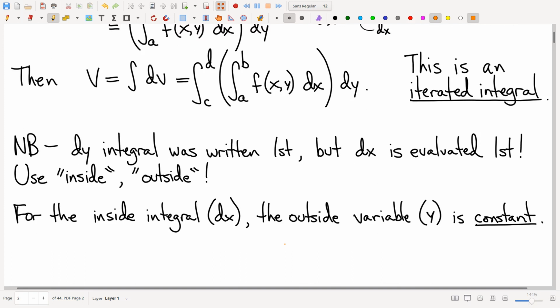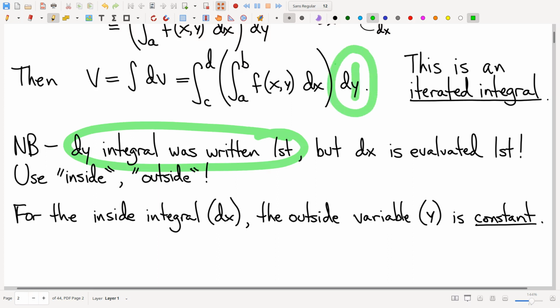There's a temptation to talk about these integrals as being the first and the second. Which one's first, which one's second? As we constructed them, we wrote down the dy integral first, because the very first thing we did in trying to compute our volume was we chopped it up into slices of bread. That was the first thing we did. So the dy integral is the first in that sense. But when it comes time to actually compute these iterated integrals, you can't compute the dy integral first.